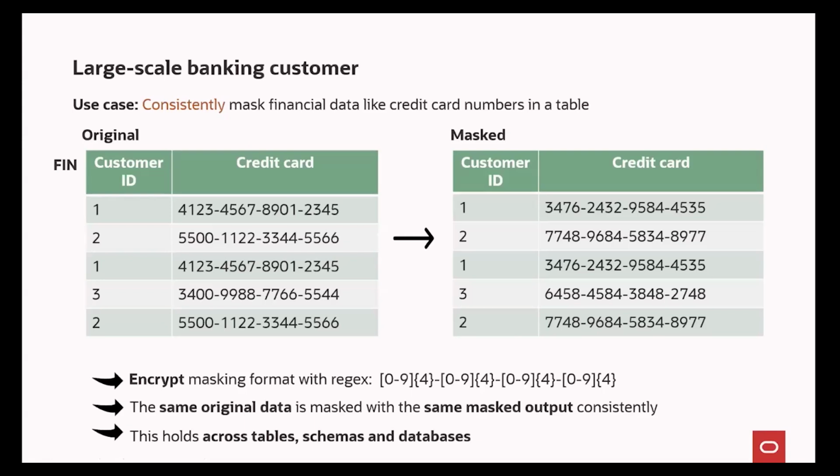For this use case, they used the encrypt masking format. They provided the regular expression, the format of the data that they wanted to see. Along with this, they had to provide the encryption seed. Using that encryption seed, they can achieve consistent masking in the same table, across different tables, or even in the target database. So this is a classic example of deterministic masking, where you can mask the data in a consistent way. Same input will give you the same output.